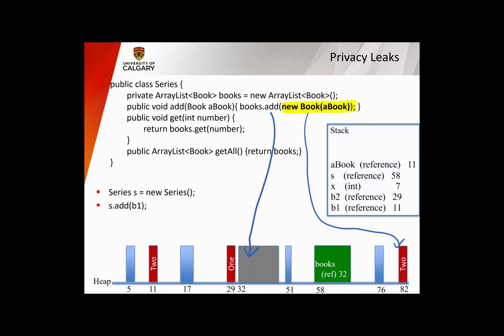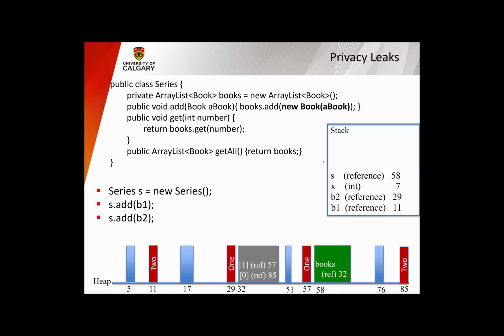and the reference 82 is what is going to be added into my green box, the list. So that is going to have the value 82 in it. Because the method is now done, that local variable a book, which is a parameter, is removed from the stack. I'm done with it. And this is what this will look like. And the same thing will happen if I'm adding B2. I'm making a copy of B2 and adding that copy to the list.